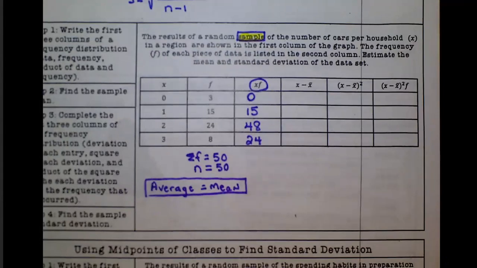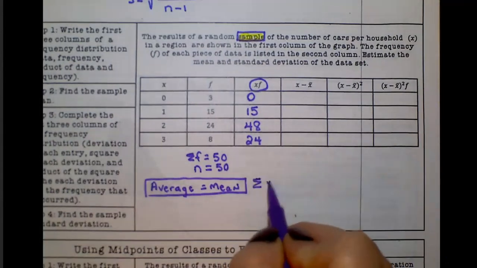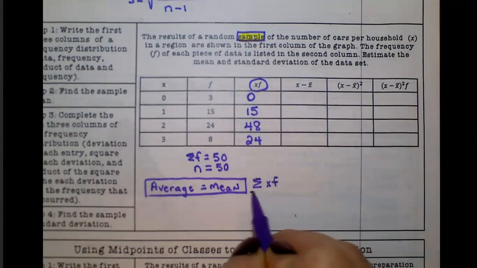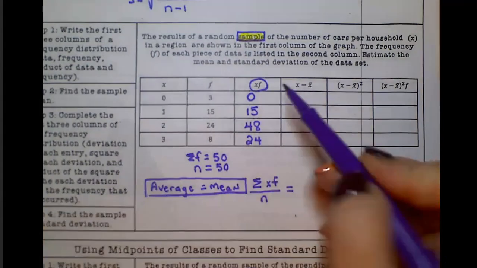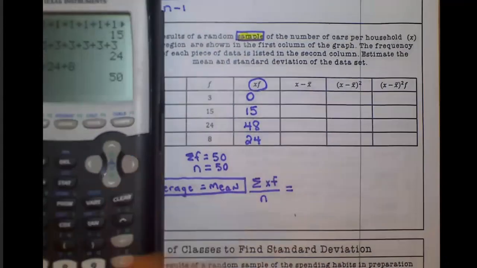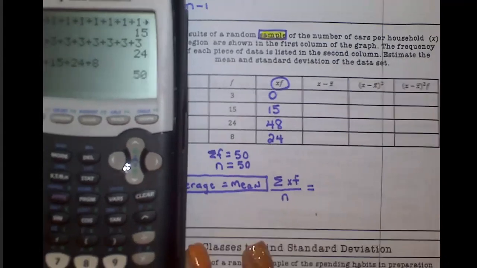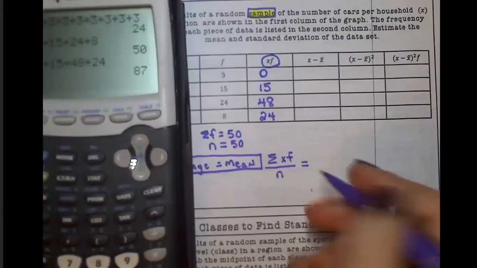Well, do you not remember when we did that? We took the sum and divided by the number, okay? So if we have to get an average, we're going to take the sum of your x times f, and we're going to divide that by your n. So we need to add up all of those right there to get that average. So we're going to have a 0, 15, 48, and 24. So we have a total of 87.